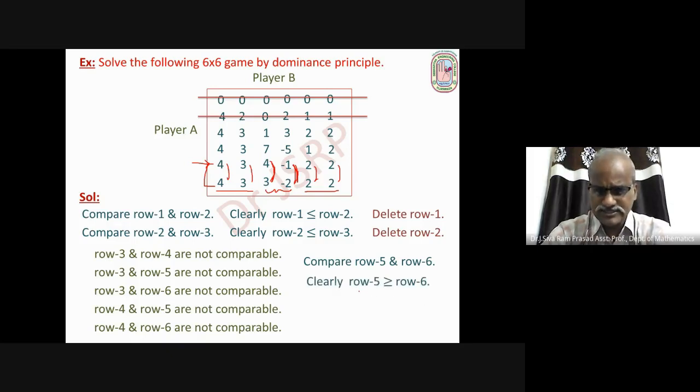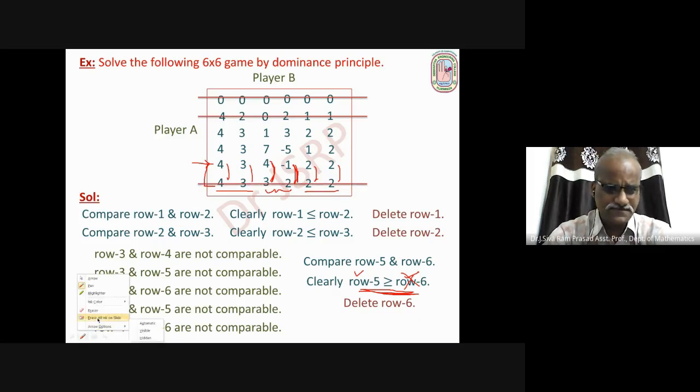Okay. So in this inequality, what is the row on lesser side? This is the lesser side. This is higher side. So row 6 is on lesser side. So we delete row 6. So cross off row 6 in the payoff matrix.